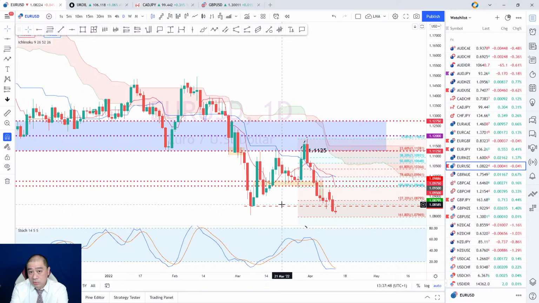There are supports. We don't have a lot of supports until 1.06, in all honesty, below 1.08. So, could it bounce back up? Yes, it could. Is it definitely going to go back up to 1.1125? Probably not. Is it going to go back up to maybe 1.0950? I think so. But is it going to go beyond 1.0950? That would depend on how the ECB is going to act tomorrow, because the inflation numbers were out in the Eurozone.